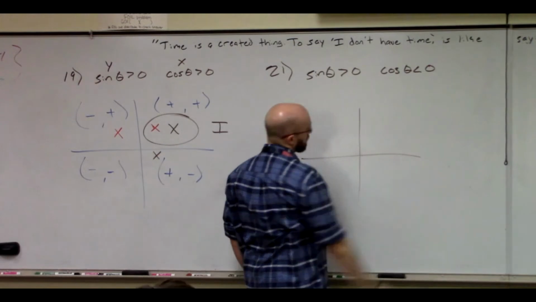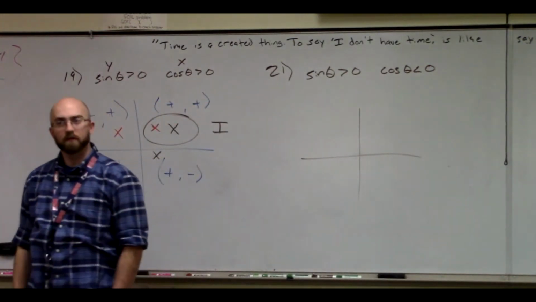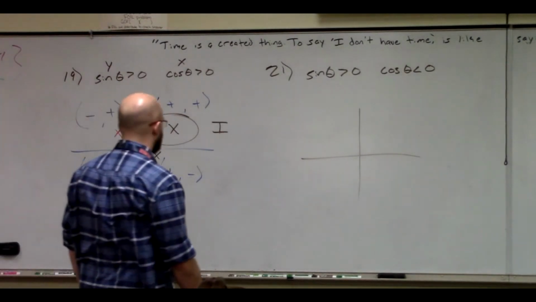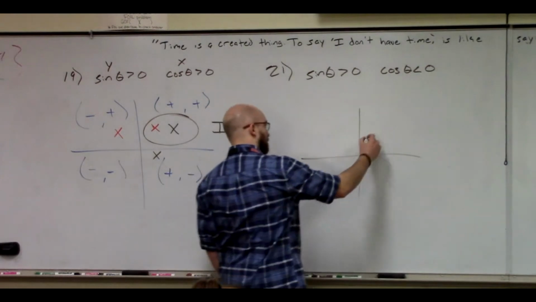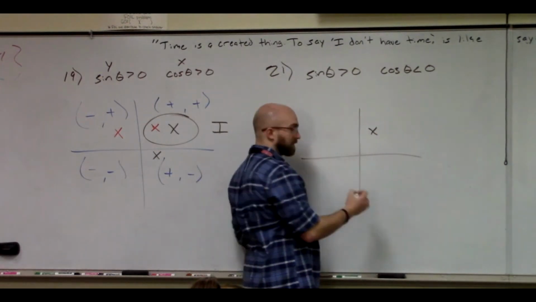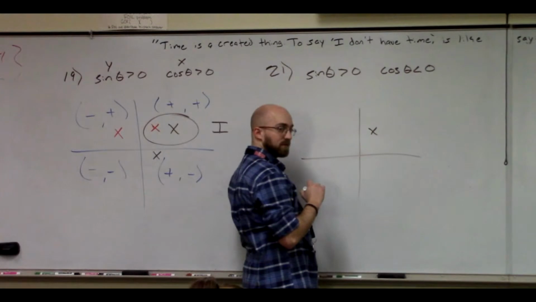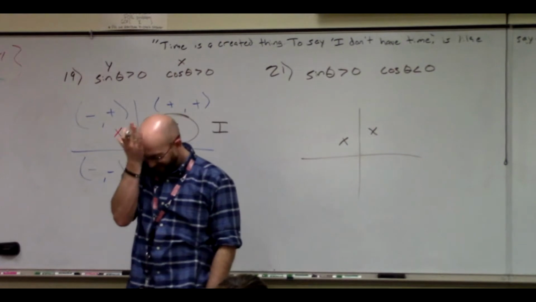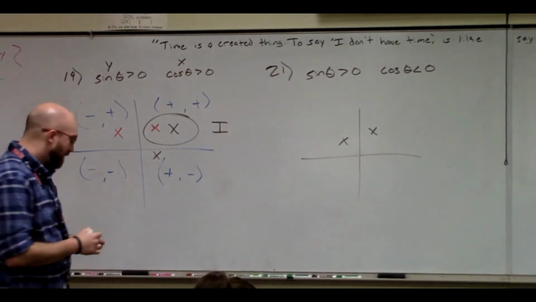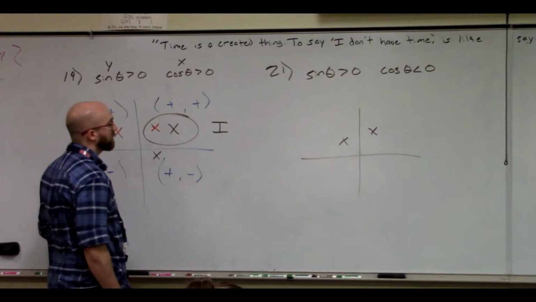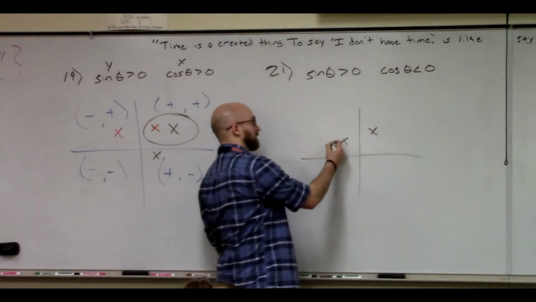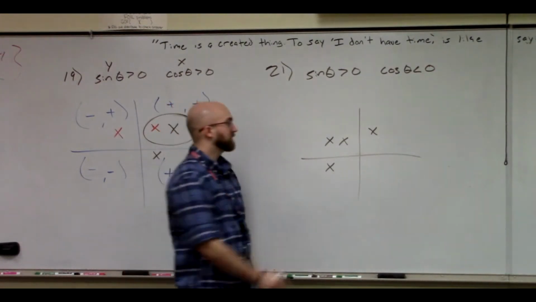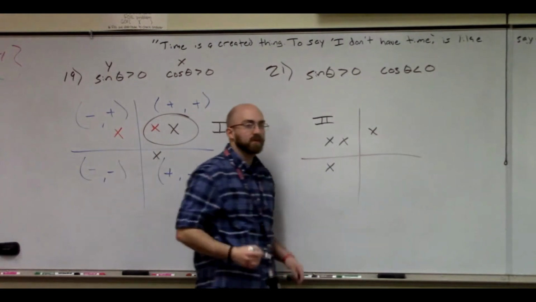So I do the same thing when it's sine greater than 0. What's the quadrants? 1 and 2, for sine. Oh, so cosine is less than 0, right? Which ones are those? The two bottom ones. So what's my answer? Quadrant 2. That's what that angle would be.